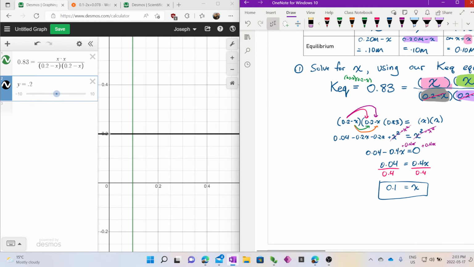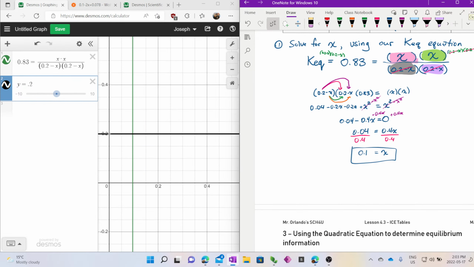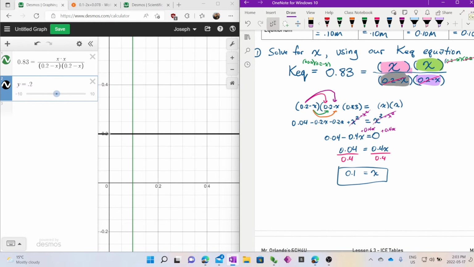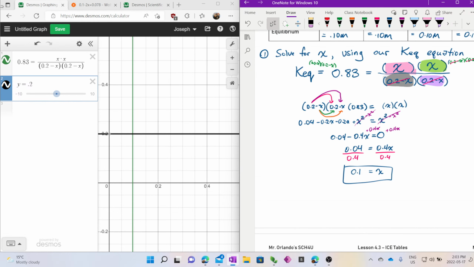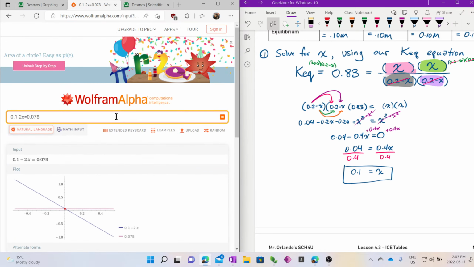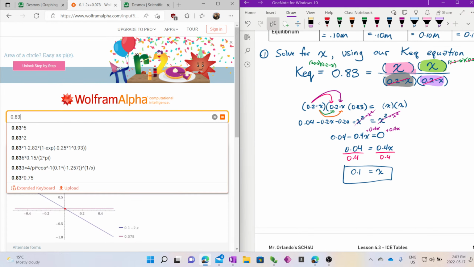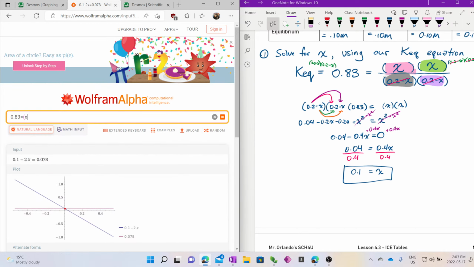But does that algebra feel like a push? Do we need some algebra practice? Okay. Tomorrow is just going to be pure algebra, right? We're just going to get some practice there. But again, to show you on Wolfram being our friend, if we had 0.83 being equal to x times x divided by (0.2 minus x) times (0.2 minus x). And Wolfram even highlights your brackets so you know which one you've closed, which is really nice.